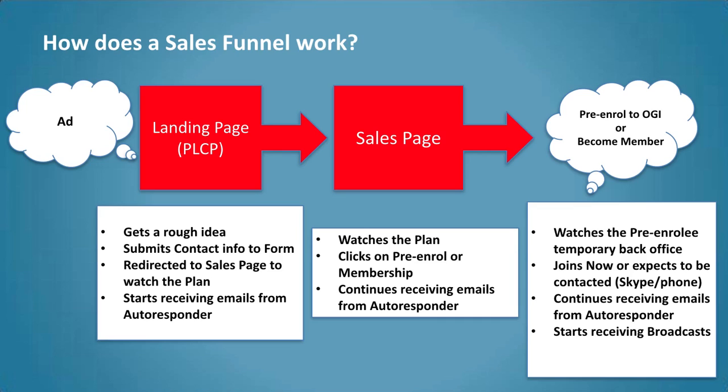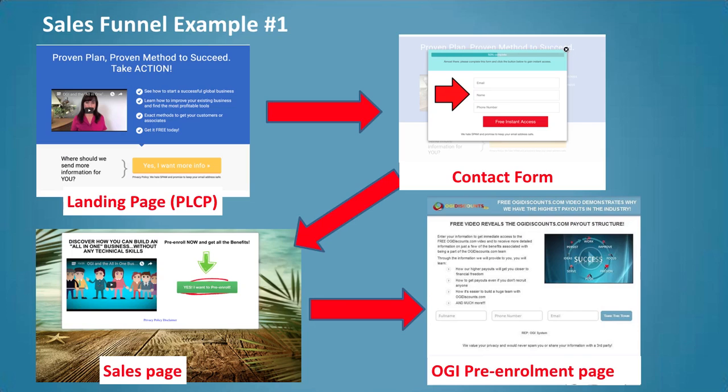They decide if they want to join at that point, or if they're waiting for more communication and more feedback from us. And they continue receiving emails from the autoresponder, and they may also start receiving broadcast emails.